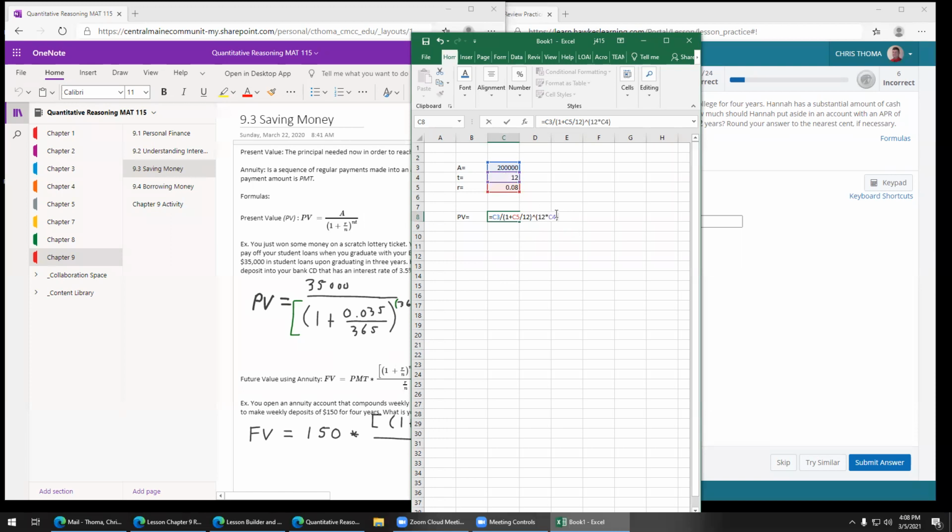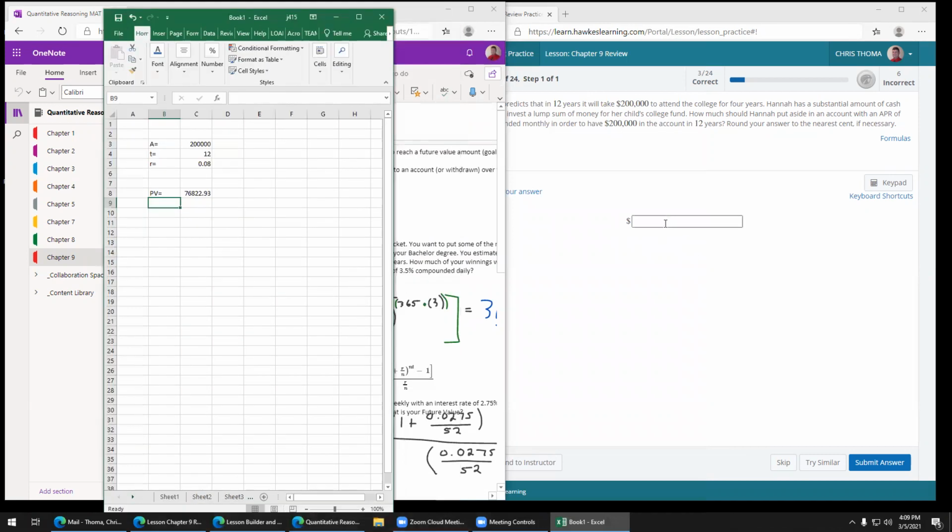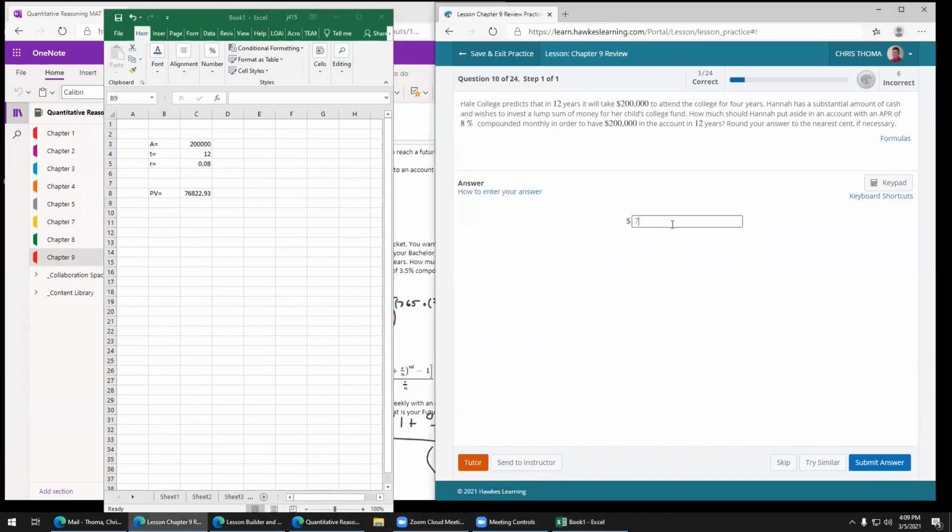And now I'm going to add another set of parentheses just to make sure Excel knows I want all of those numbers to stay in the denominator. Again, you could do it in separate pieces if you want. I did that one all at once that time. And so 76822.93 is what she should start with to get there.